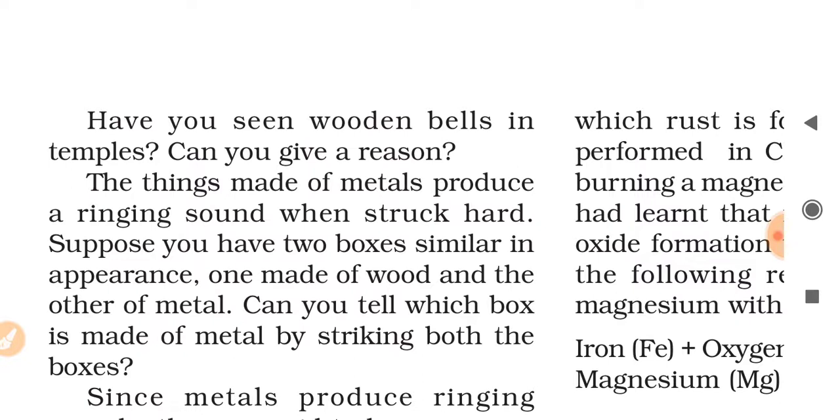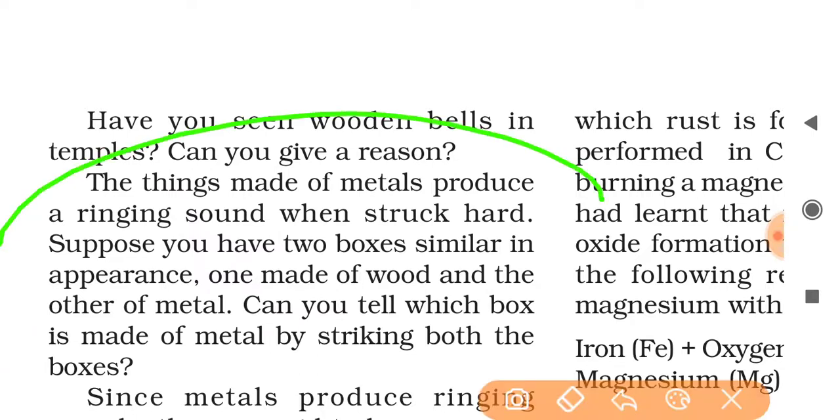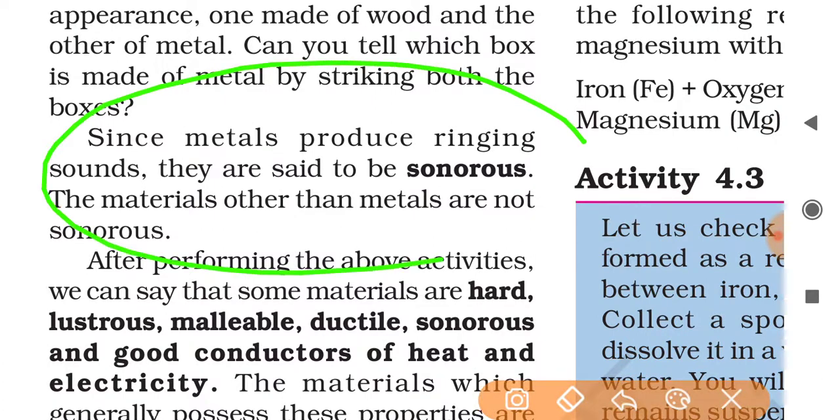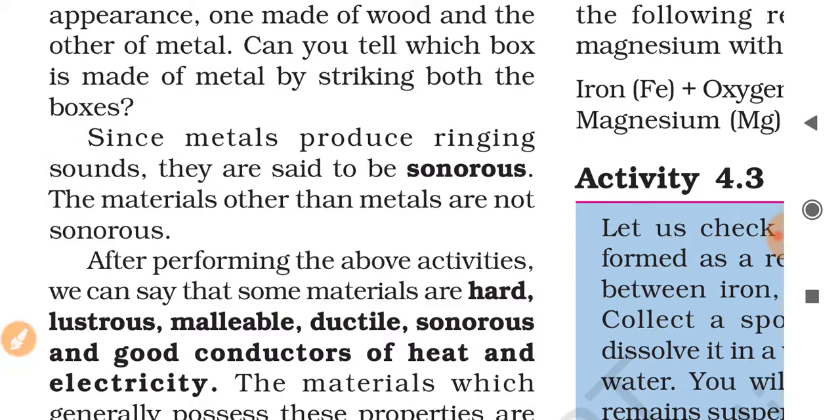The things made of metal produce a ringing sound when struck hard. Suppose you have two boxes similar in appearance, one made of wood and the other of metal. Can you tell which box is made of metal by striking both the boxes? Since metals produce a ringing sound, they are said to be sonorous. So now you can understand easily that metals produce ringing sounds. That's why they are known as sonorous. The materials other than metals are not sonorous.